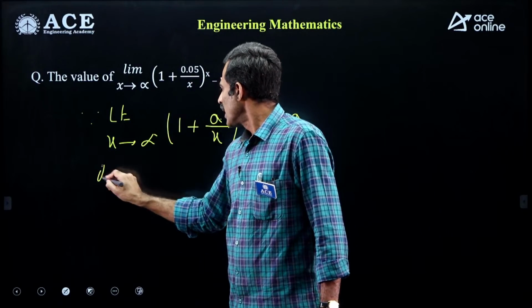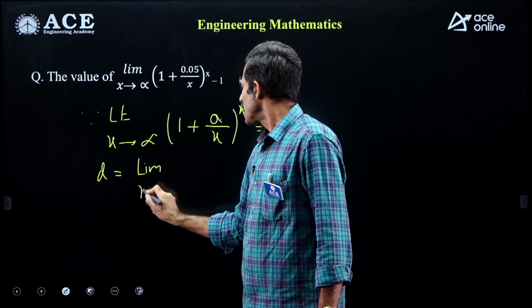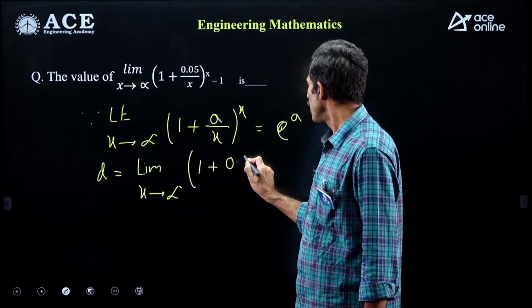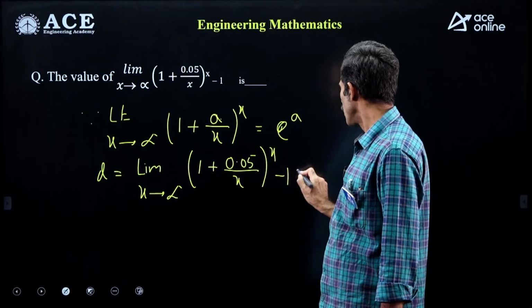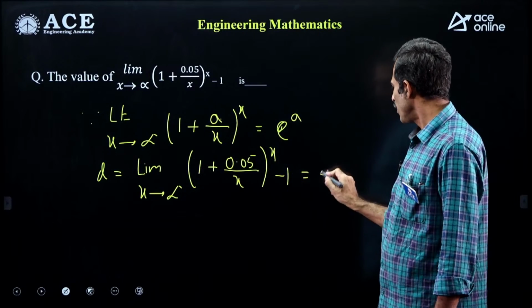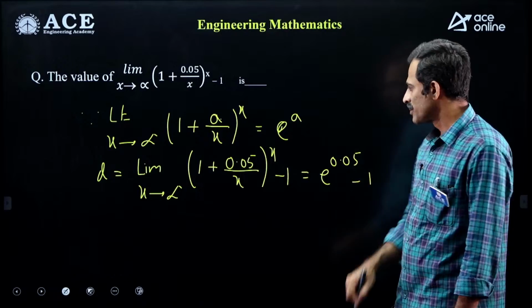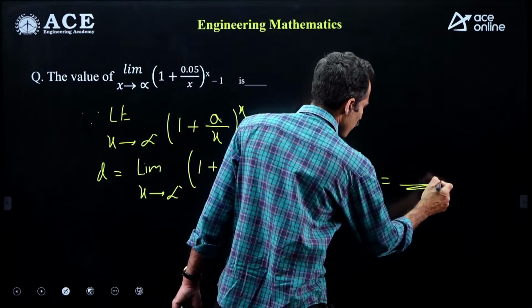So L equals the limit as x extends to infinity of 1 plus 0.05 divided by x, whole power x, minus 1. Its value from this standard limit is e power 0.05 minus 1. Now after simplifying this, we get the value of this.